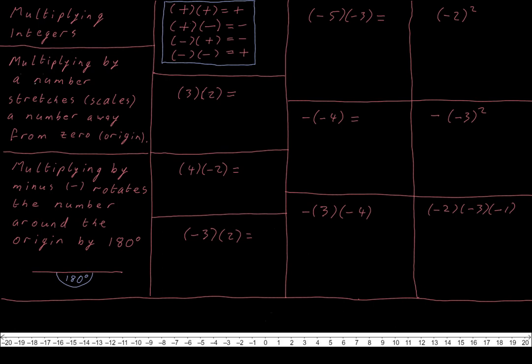So when we're multiplying by a number, we can think that we stretch the number, or we say scale it, away from 0. And we know 0 can be called the origin. So if we come back to our sum here, 3 by 2, we could say that we have a distance of 3 units away from the origin. That's where we start. And we're multiplying by 2, so we're going to go twice as far away from the origin. So we scale it by a factor of 2. We end up at 6.